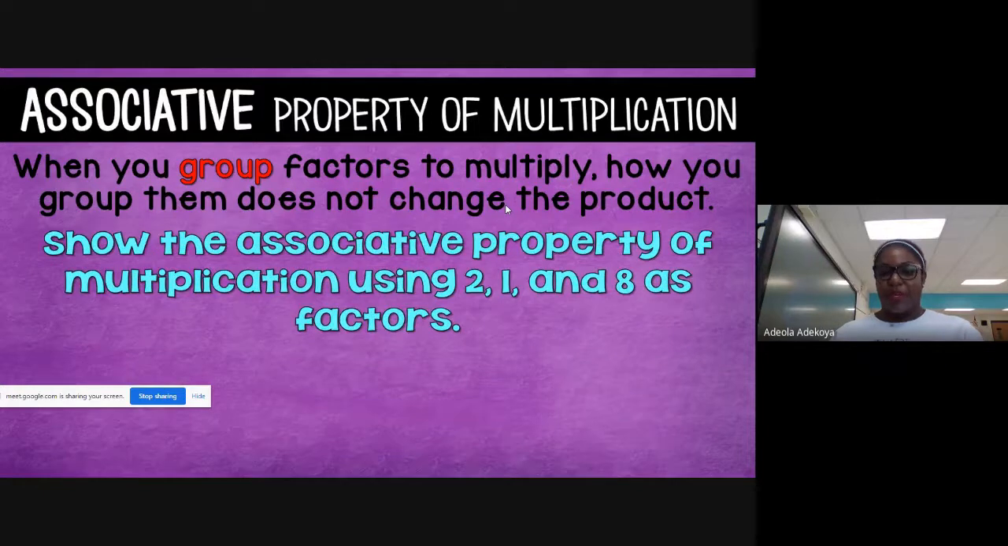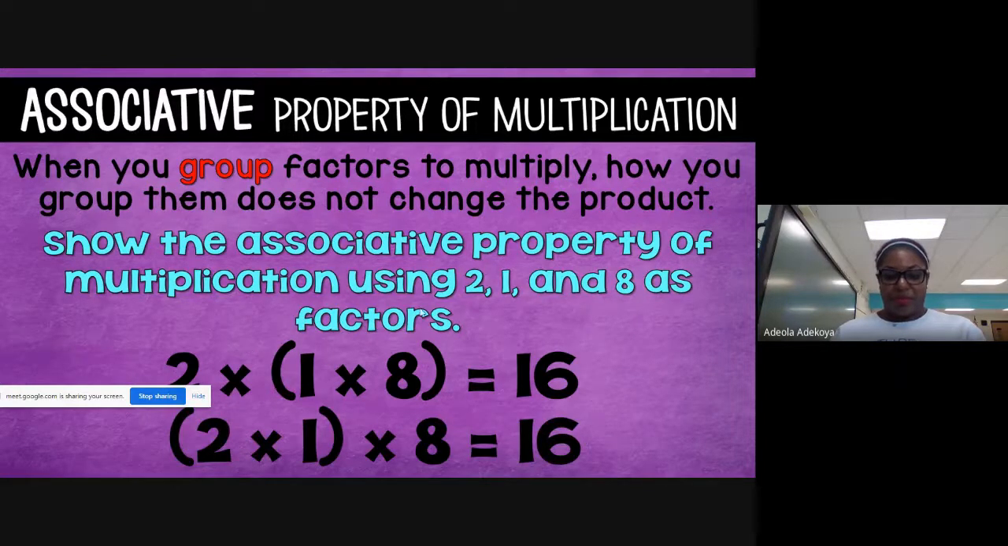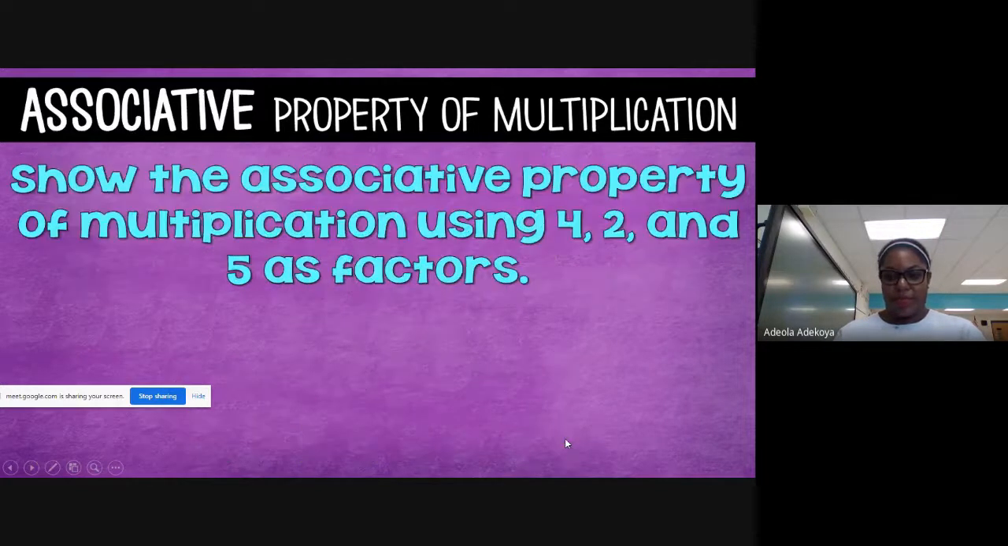All right. So here is an example. Show the associative property of multiplication using the factors 2, 1, and 8. Remember how you group them doesn't matter. The product will always remain the same. So here we've got 1 times 8 is 8, times 2 is 16. Here 2 times 1 is 2, times 8, 16.